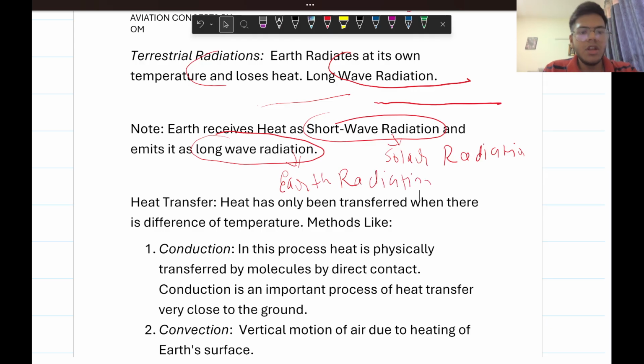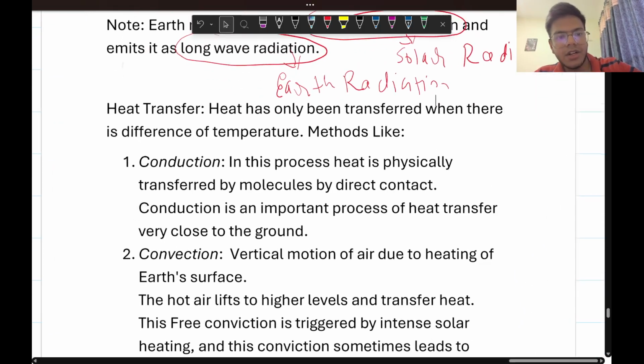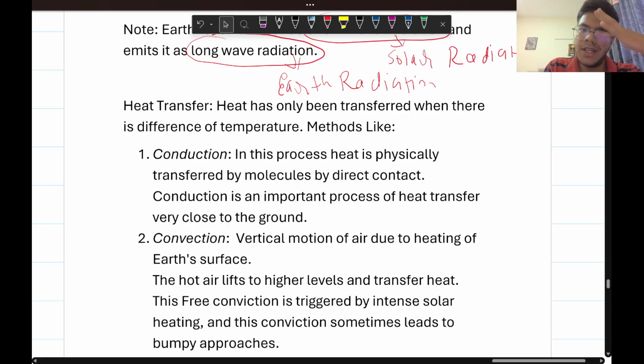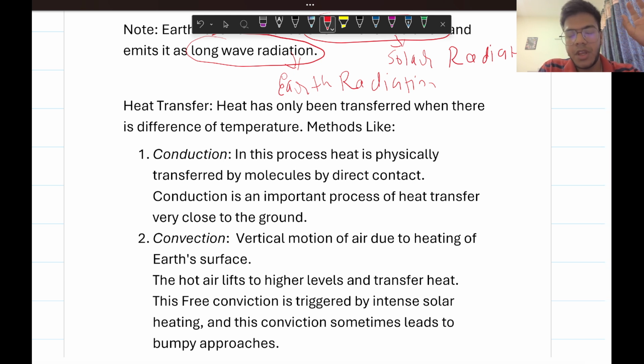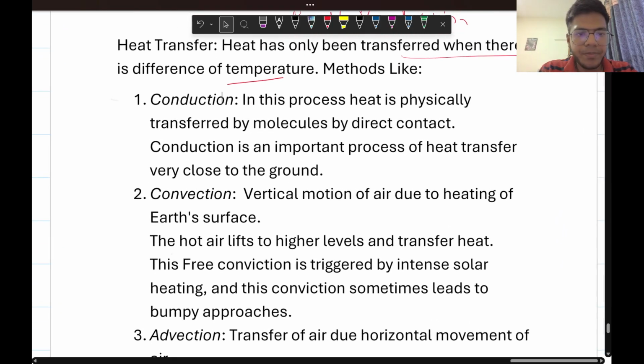Okay. So guys, now we'll see heat transfer. There are methods of heat transfer. Now guys, remember one thing: the transfer of heat is only possible when there is a difference in temperature. If temperature is the same, then heat transfer is not possible. This is the point the note says. Now we'll see each method one by one.